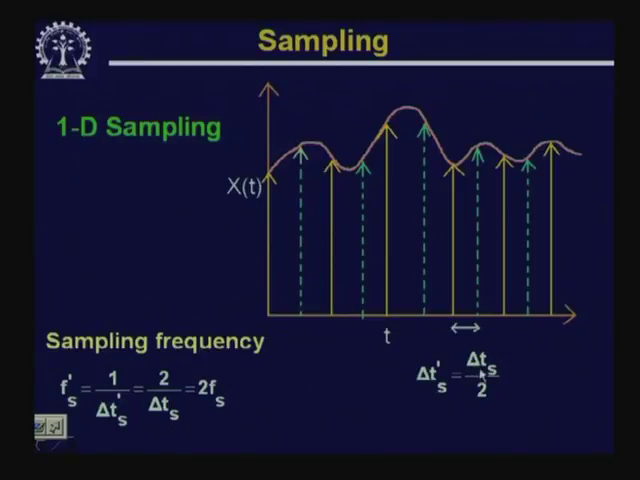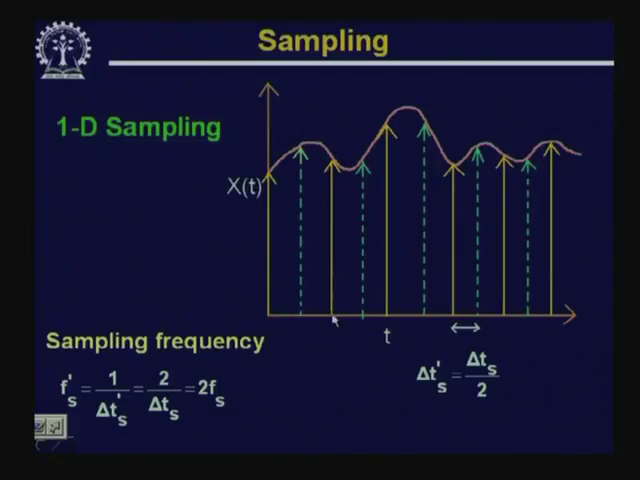That is, our earlier sampling interval was delta t s. Now, I make the new sampling interval, which I represent as delta t s dash, equal to delta t s by 2. And obviously, in this case, the sampling frequency f s dash, equal to 1 upon delta t s dash, now becomes twice of f s. That is, earlier we had the sampling frequency of f s, now we have the sampling frequency of twice f s.